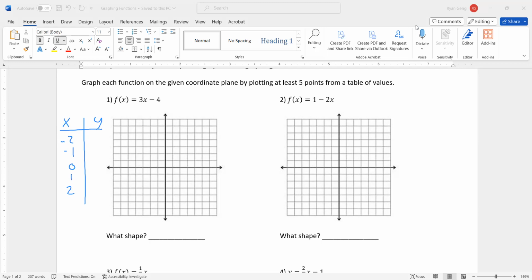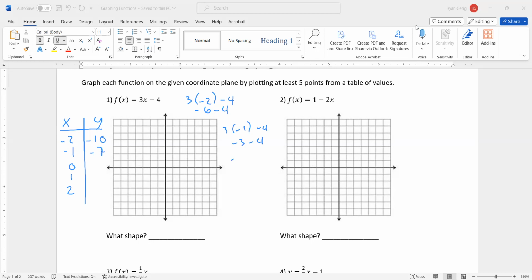So I'm just going to take those numbers and plug them in for x. I'll show the work on the first one, but on the next couple, I'm not going to show as much work, just to keep the video under 20 minutes. 3 times -2 minus 4. So that's -6 minus 4. That's -10. Do the next one. 3 times -1 minus 4. That's -3 minus 4 is -7.